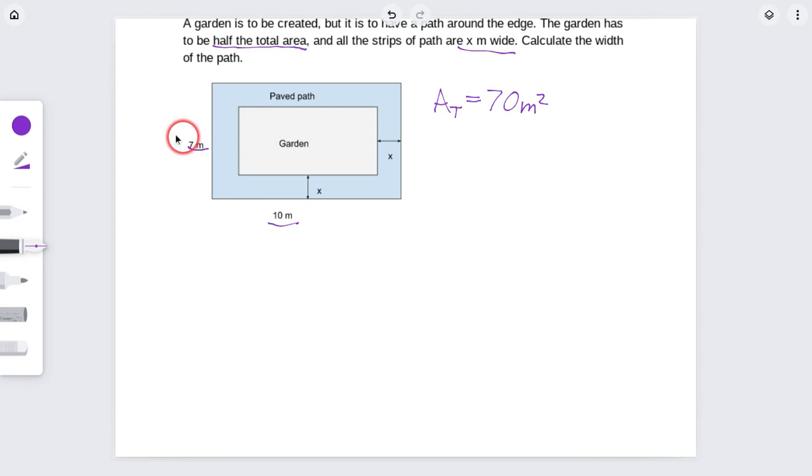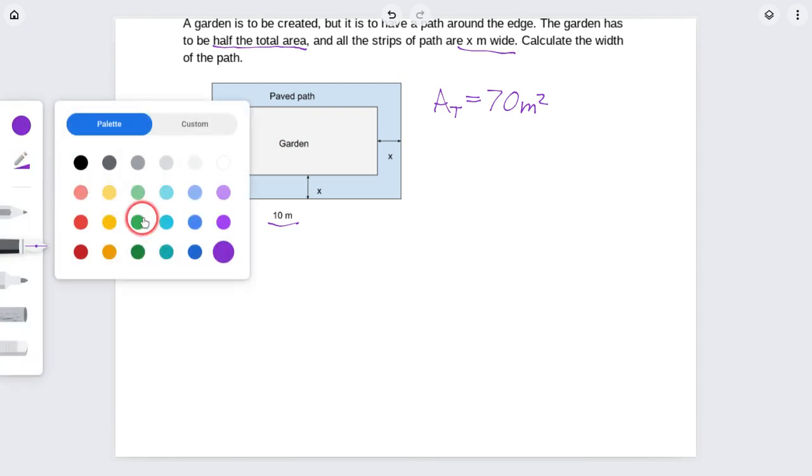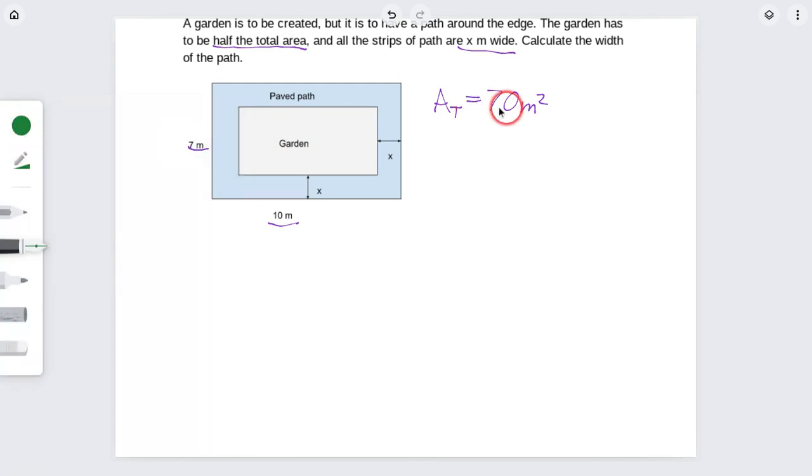The area of the garden has to be half the total area, meaning half of 70 is 35. So the area of G, which is the area of the garden, is equal to half of 70, 70 over 2. You can do it in your calculator, but the answer is 35 meters squared. Calculate the width of the path.